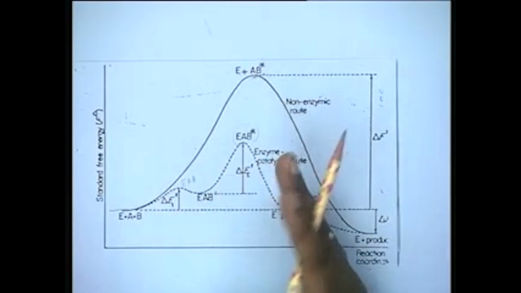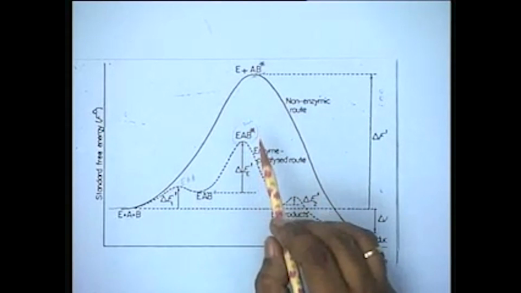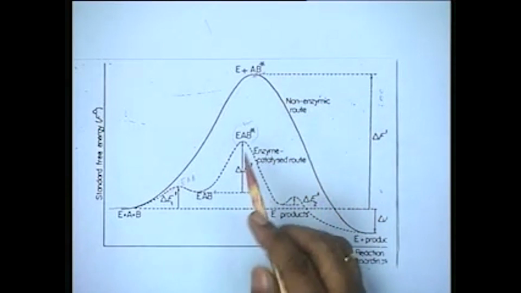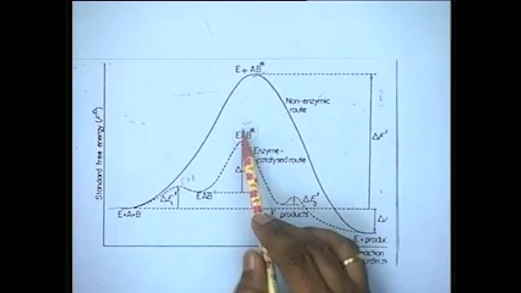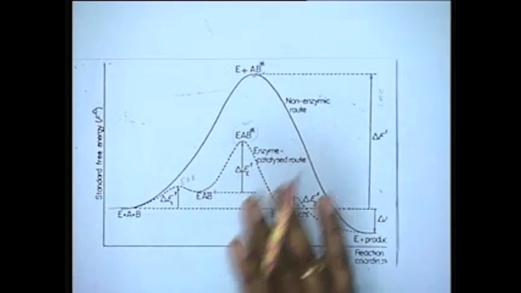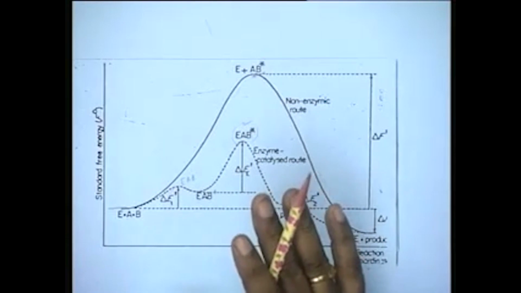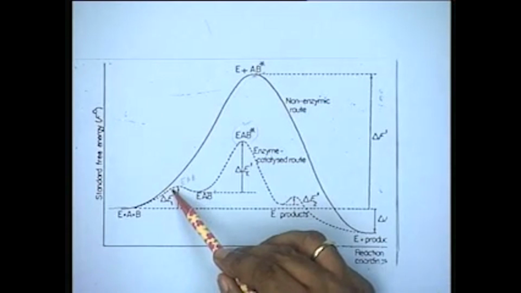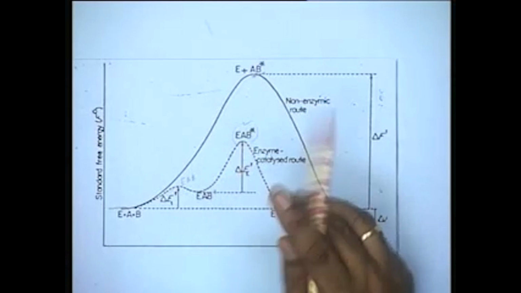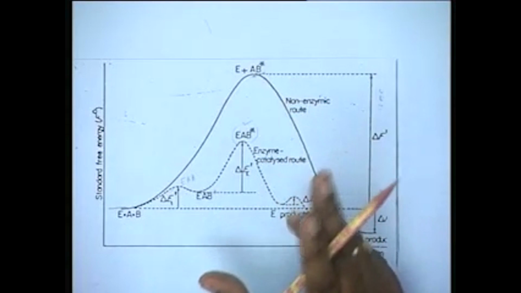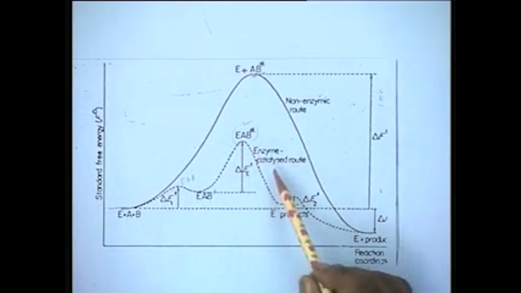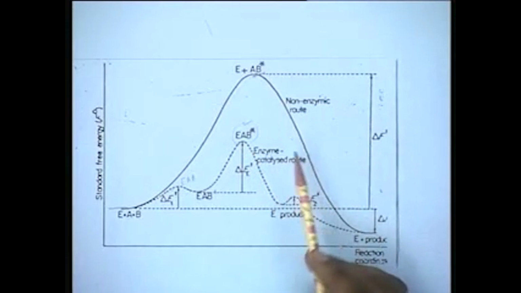Essentially the concentration of EAB star is increased by a significant amount, and thereby at a lower energy level this equilibrium can be achieved. So basically the two factors which contribute to the reduction in the activation energy, or the efficiency of the enzyme as a catalyst, are one, binding of the substrates, and the other, complementarity of the enzyme molecule to that of the transition state.